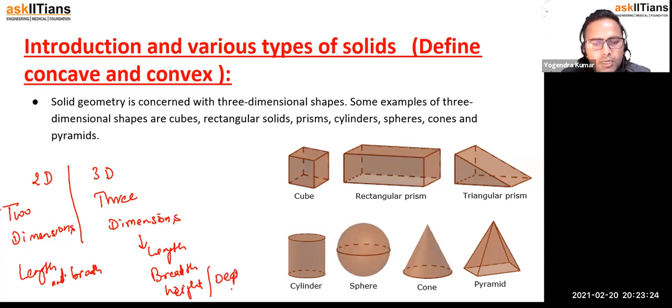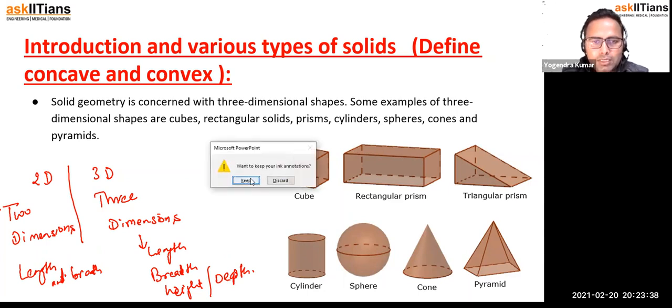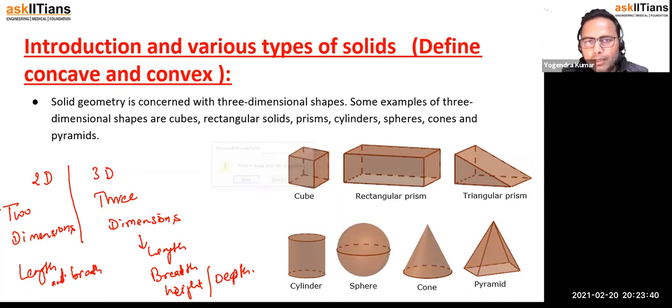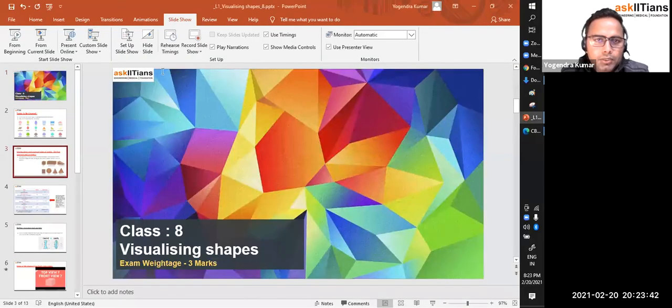Okay, it could be height or depth, like that. So 3 dimensions are there, right? So in 2D we have 2 dimensions, in 3D we have 3 dimensions, right? So this is the basic difference. Let me explain this more with some examples from your NCERT book. I think you should understand this.